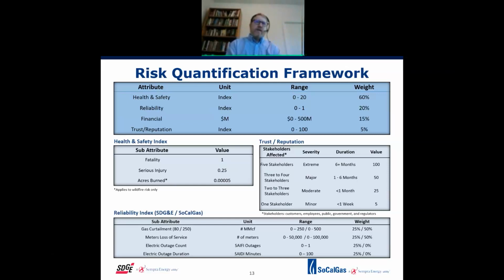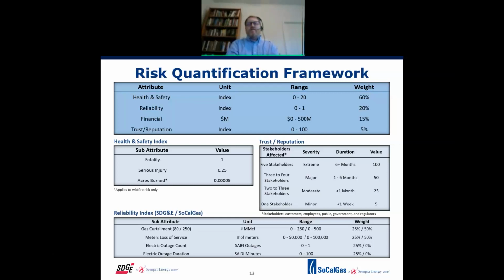So, for example, on gas curtailment, the threshold of the million cubic feet is reached at 80 for SDG&E and it's reached at 250 for SoCalGas. I hope you can see that in the lower left. I don't have access to pointing to the screen like I would in person with the pointer. And then in the ranges, you can see it says 0 to 250 for SDG&E and 0 to 500 for SoCalGas. And for gas curtailment in particular, that's the amount above the threshold that we've talked about in the past. And that's also true for the ranges for gas meters loss of service. The SDG&E range goes to 50,000, SoCalGas range goes to 100,000.